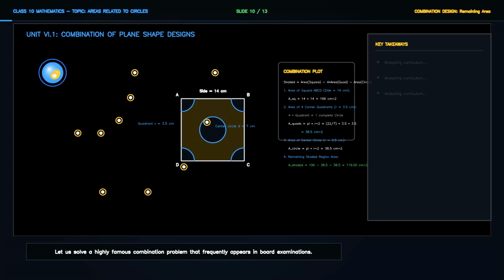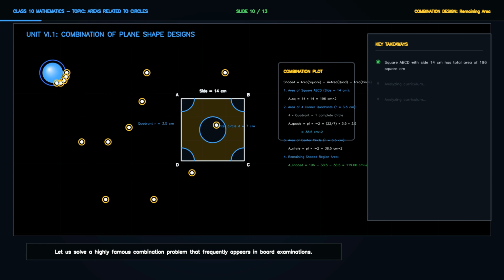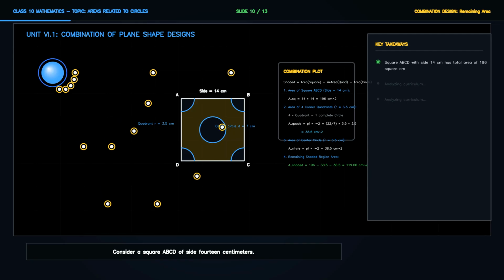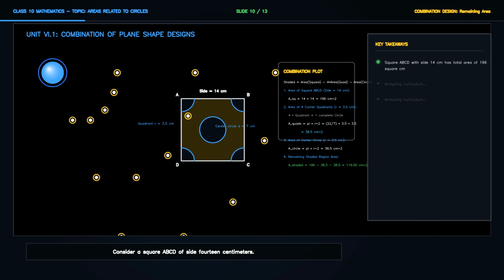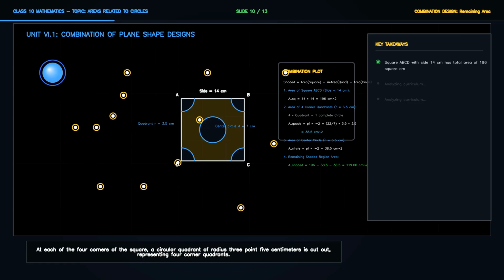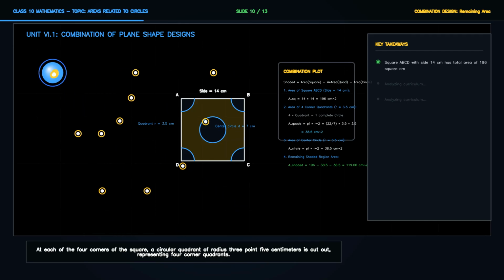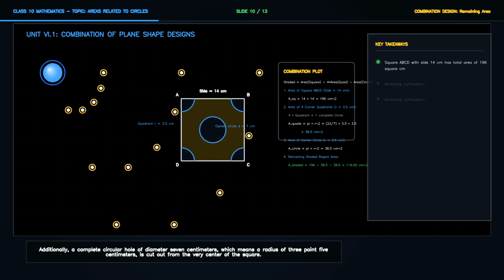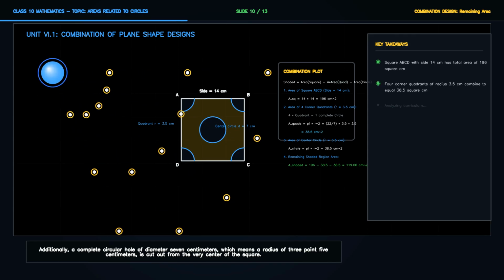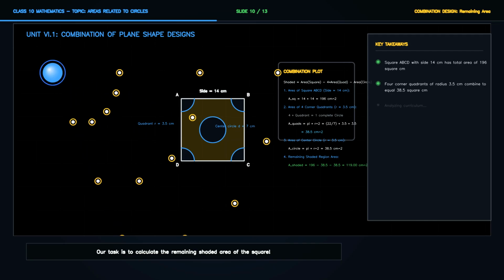Let us solve a highly famous combination problem that frequently appears in board examinations. Consider a square ABCD of side 14 centimeters. At each of the four corners of the square, a circular quadrant of radius 3.5 centimeters is cut out, representing four corner quadrants. Additionally, a complete circular hole of diameter 7 centimeters, which means a radius of 3.5 centimeters, is cut out from the very center of the square. Our task is to calculate the remaining shaded area of the square.